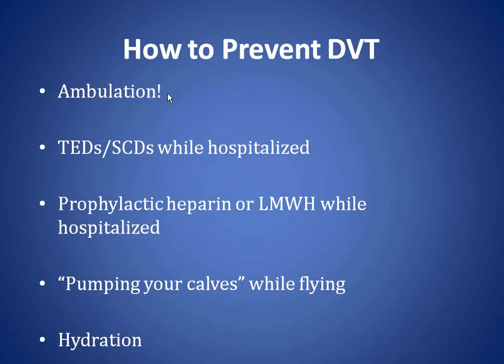So how do we prevent it? Ambulation, the biggest risk is immobility, so ambulate more, exercise, get people up out of bed postoperatively. When they're in the hospital, TEDs and SCDs to the extremities to try to pump the blood. Prophylactic anticoagulation, heparin or low molecular weight heparin while they're in the hospital.